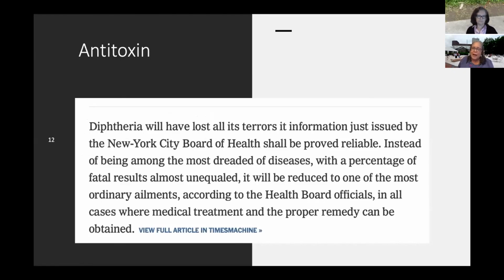And underneath that headline, the New York Times wrote, "Diphtheria would have lost all its terrors if what the New York City Health Department says shall prove to be reliable. It will no longer be one of the most dreaded of diseases. It will be reduced to one of the most ordinary ailments." And that hope is clear there. There had not been a lot of public discussion of diphtheria before the antitoxin was available, because it was just one among those many long lists of infections that New York City residents had to deal with.